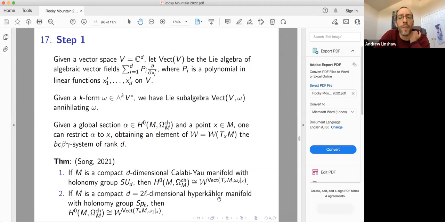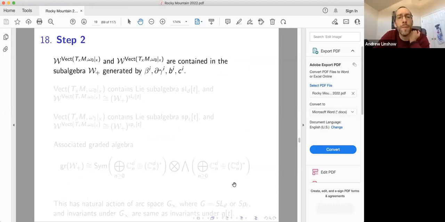There's a similar statement for hyperkahler manifolds. The global section algebra is the invariants in W with respect to this Lie algebra of Cartan type, where the form omega 1, the holomorphic symplectic form, is preserved. So the problem is now reduced to understanding the structure of these invariant spaces, and these are very large Lie algebras. The first observation is that by virtue of being invariant under these large Lie algebras, we can throw out the gammas. We need to keep betas, derivatives of gammas, b's and c's, but the gammas are immediately thrown out.